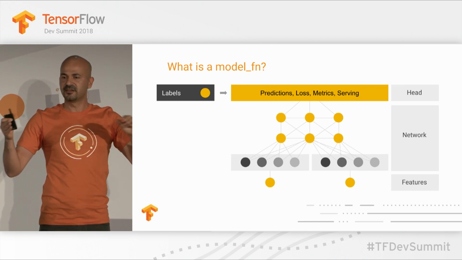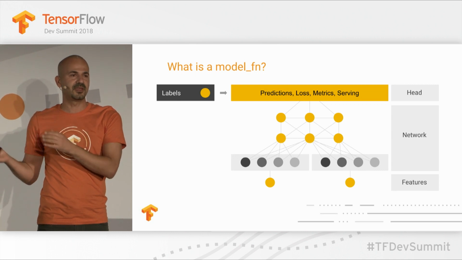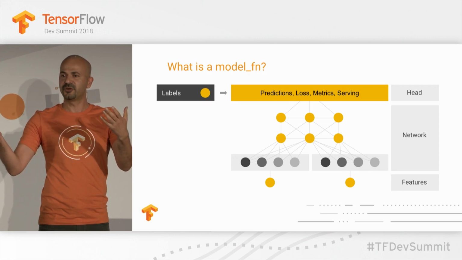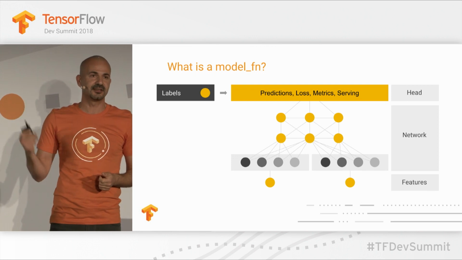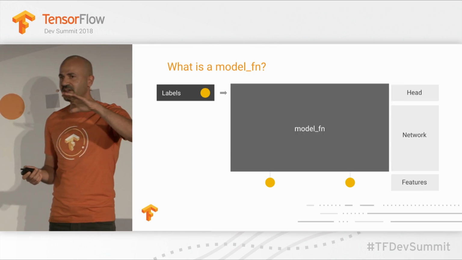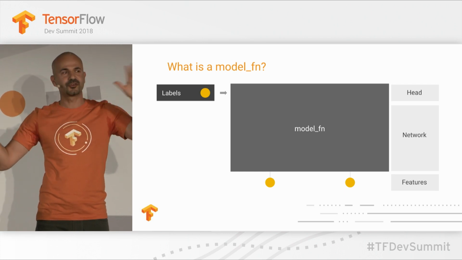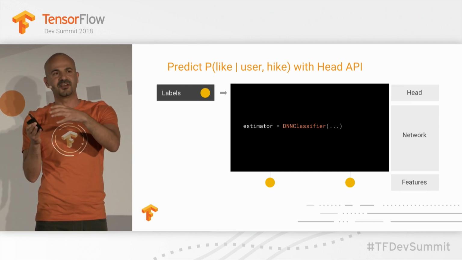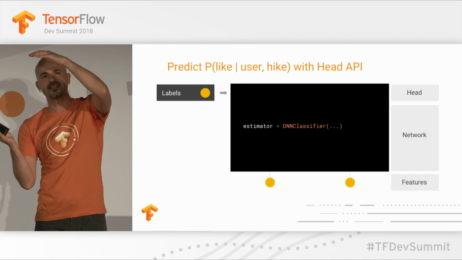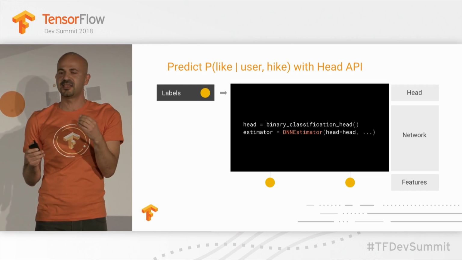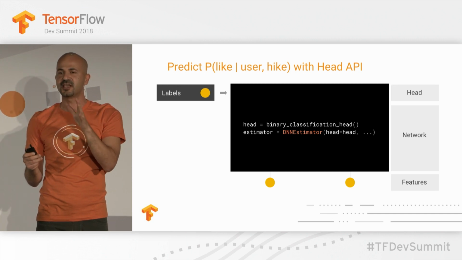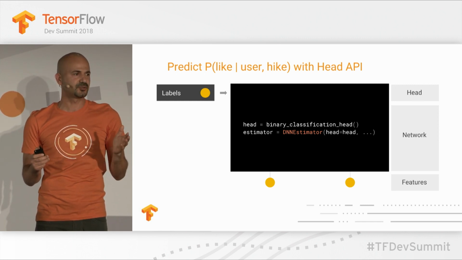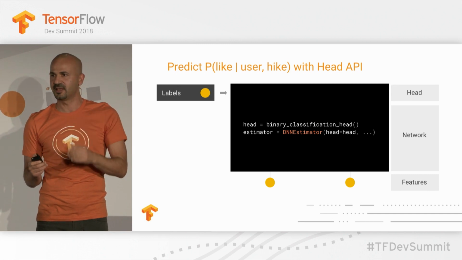So for all of these decisions, we abstracted them out under head API. So head API expects you to give the label and the output of your network and provides all of these things for you. We'll see in action. And model function is an implementation of this head and network together. We talk about DNN classifier. So DNN classifier has a model function. So it's a specific implementation for head and network. Let's implement this with the head API. In this case, instead of DNN classifier, we use DNN estimator. And we can instantiate a head. In this case, it's binary classification head because we are trying to predict whether it is like or not like.